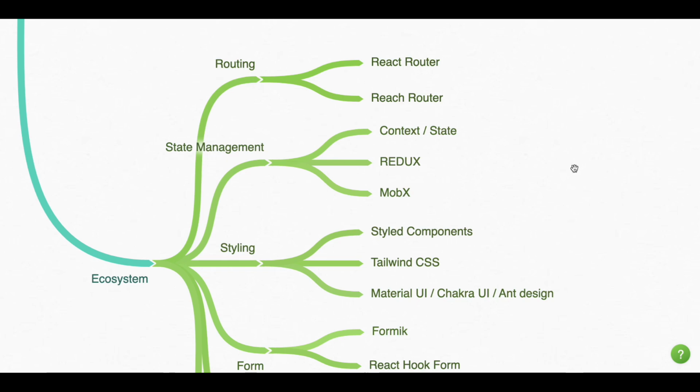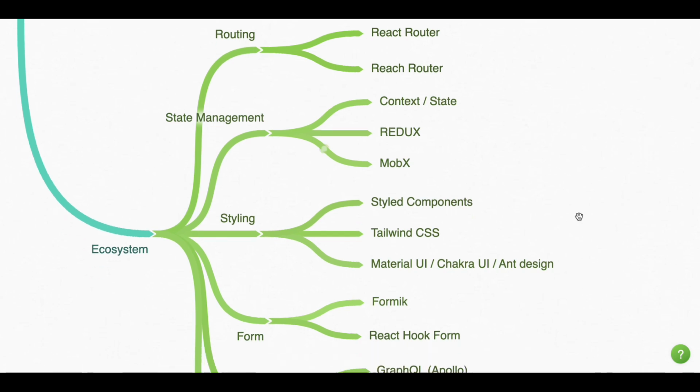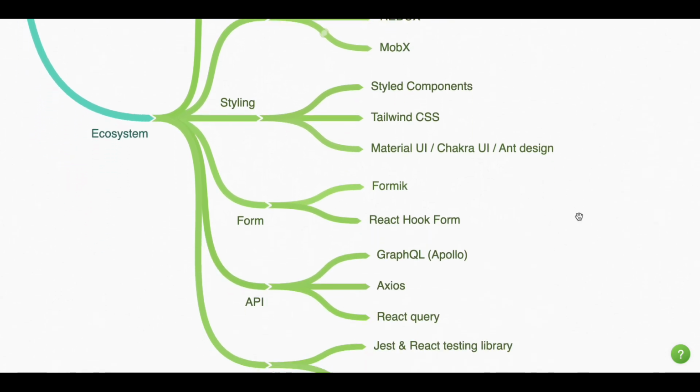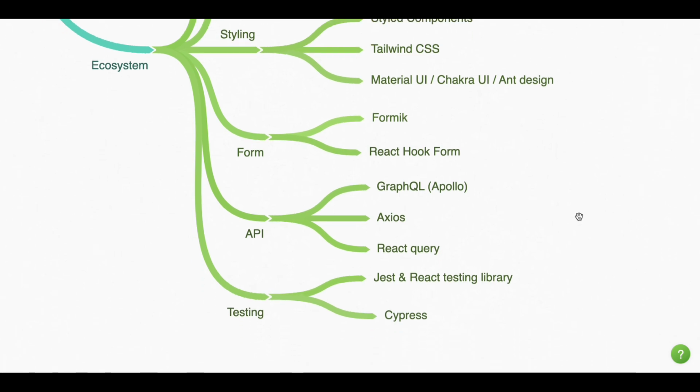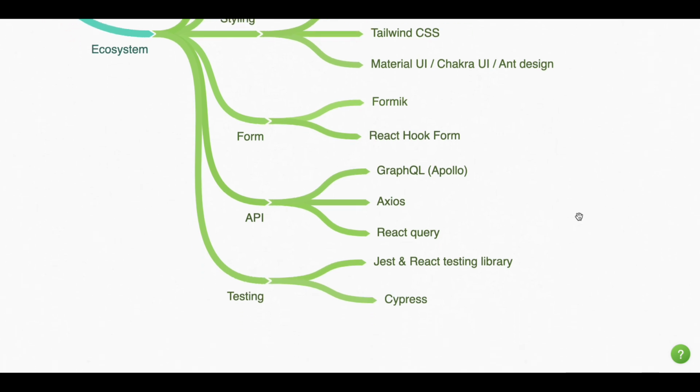The next is state management. With the help of state management tools, we can manage our state in a very simple way. Here are some tools like Redux, MobX, and Context used to manage our state. And the next is styling. You can style your React app with the help of some styling tools like styled-components, Tailwind CSS, Material UI, Chakra UI, and Ant Design. These are some popular styling tools used in React.